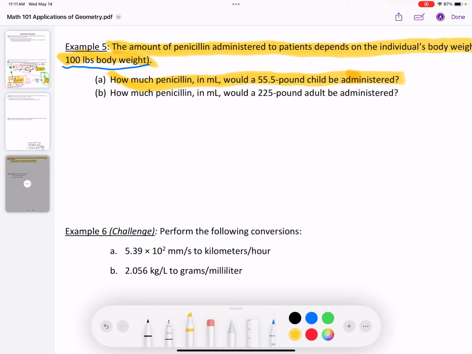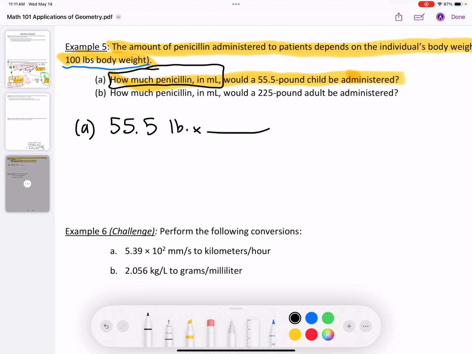55.5 pound child be administered? All right, so I think in that one, we're starting with the child that's 55.5 pounds, and I want to convert it to end with what do I want? They want how much penicillin in milliliters. So this is what I want, and this is what I'm given. So I guess what I want is some kind of conversion that goes from pounds to milliliters, but I think that was given in the problem, luckily, so that's good.